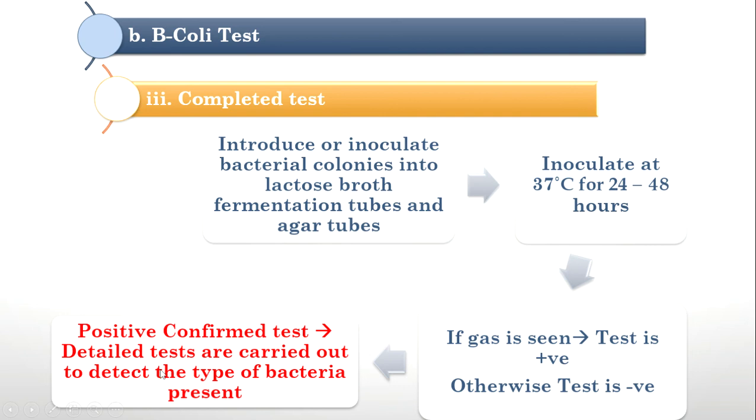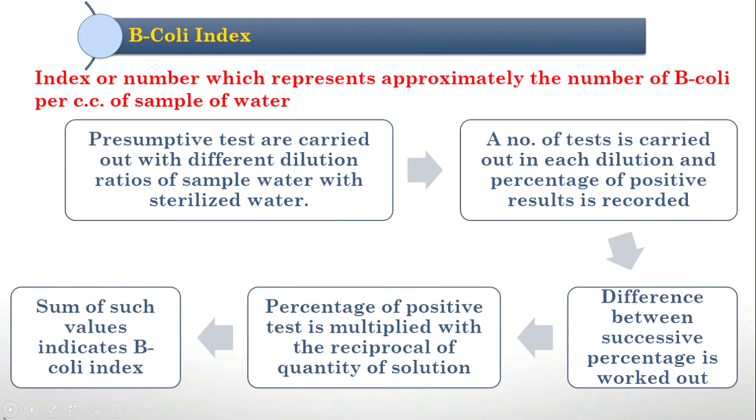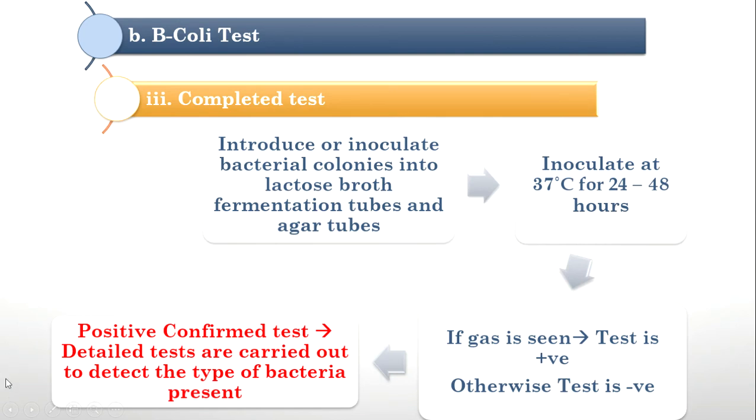If positive, we have to do a detailed test for finding the type of bacteria present. So we have confirmed that there is bacteria present. Now we have to find out which kind of bacteria is present in that particular water. So this is about the completed test. So these are the different tests that have to be conducted for the bacteriological analysis of water.